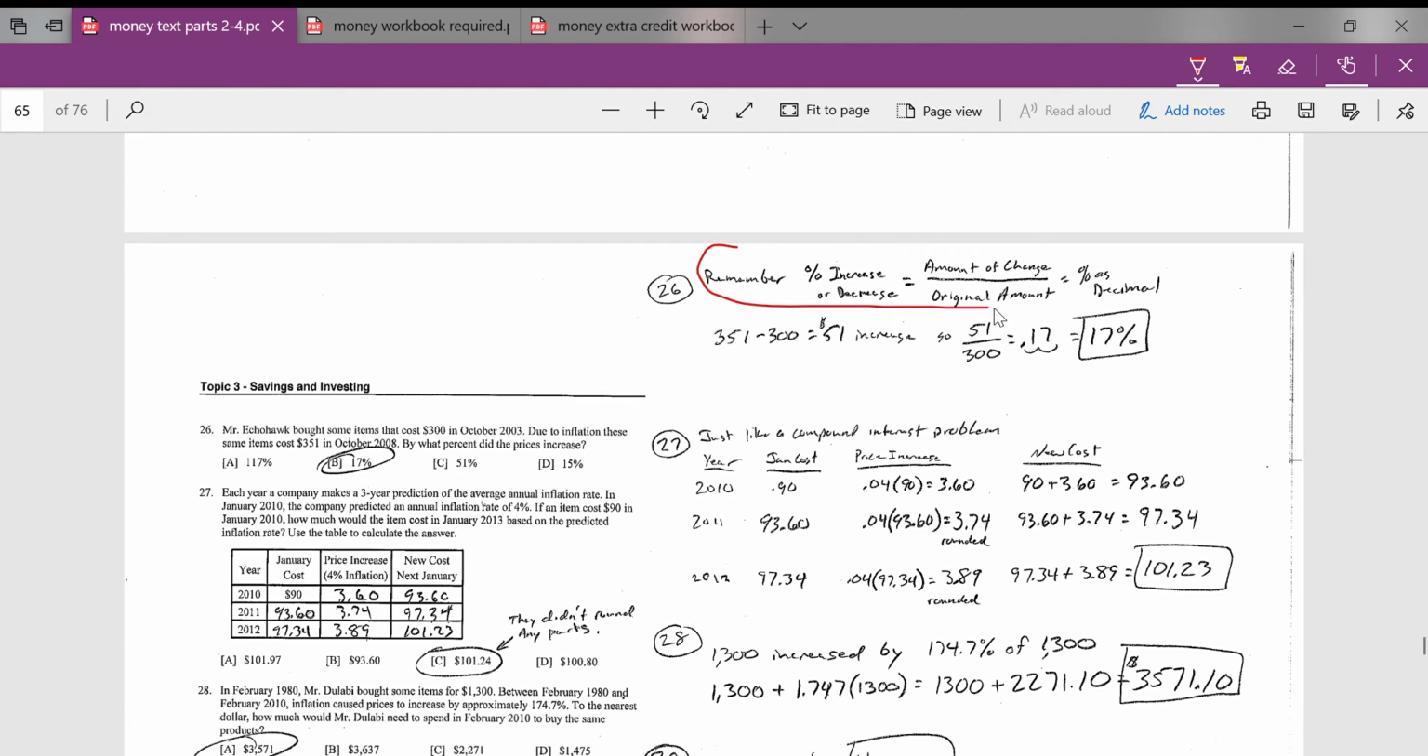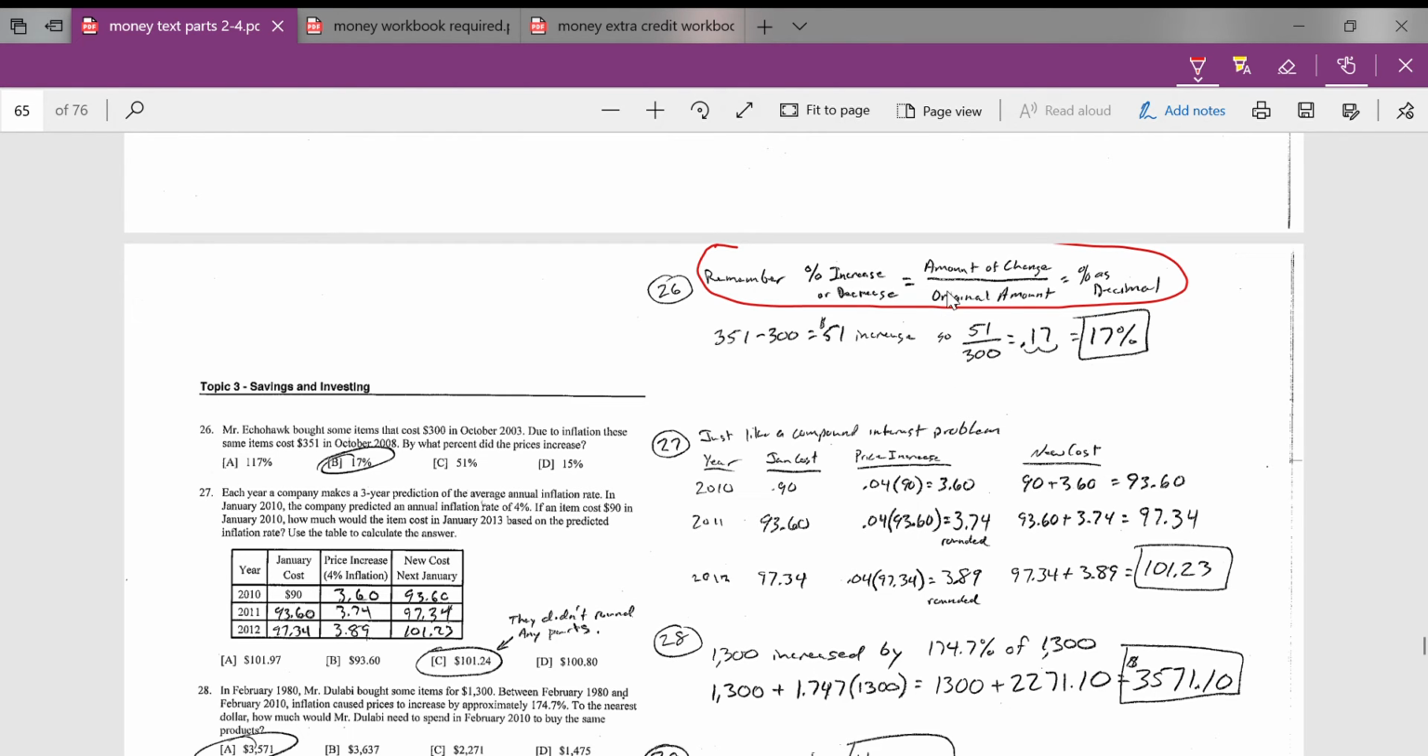Okay, if you're looking for a percent increase or decrease, you set up a fraction. The amount of the change goes up on top. The original amount goes on the bottom. So those are the two key things. So the top number, we take how much it changed. And we just do bigger minus smaller. So it ended up at 351. It started at 300. Subtract, that's a $51 change.